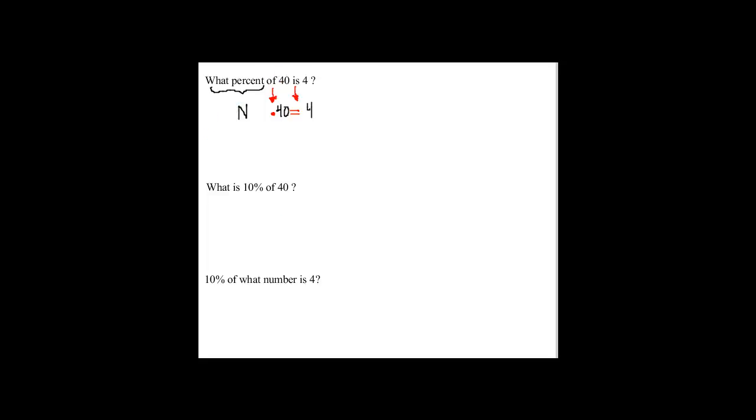Everywhere you see of, you substitute multiplication. Everywhere you see is, you convert it to the equal sign. So Richard, how do you solve for n here? To solve for n, you would have to multiply both sides by 0.001. Oh, I'm sorry, 0.01.